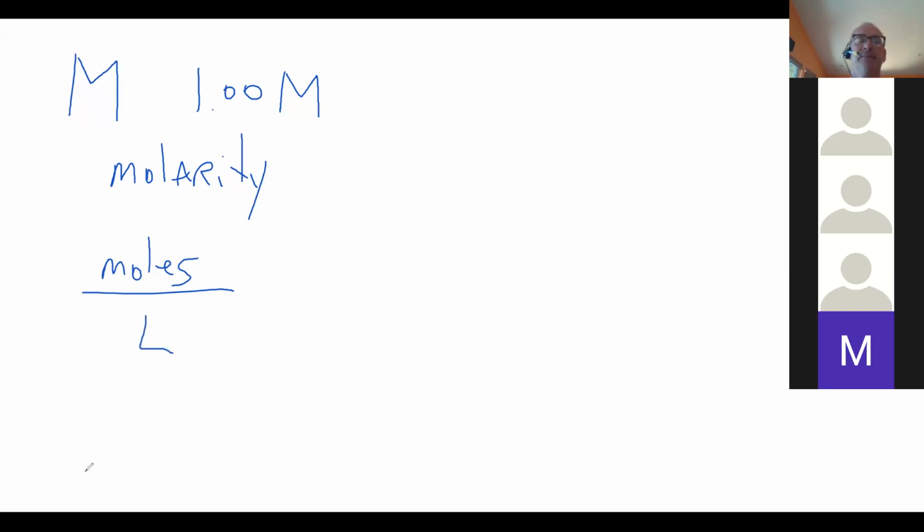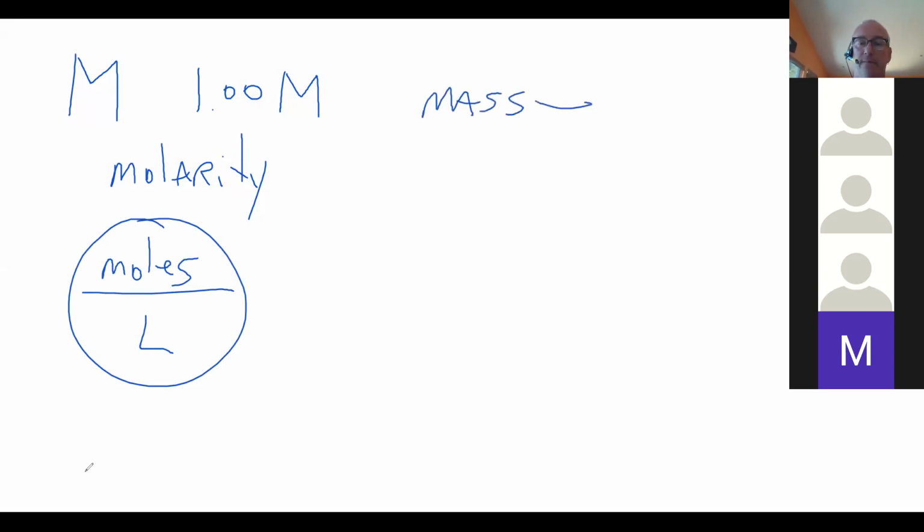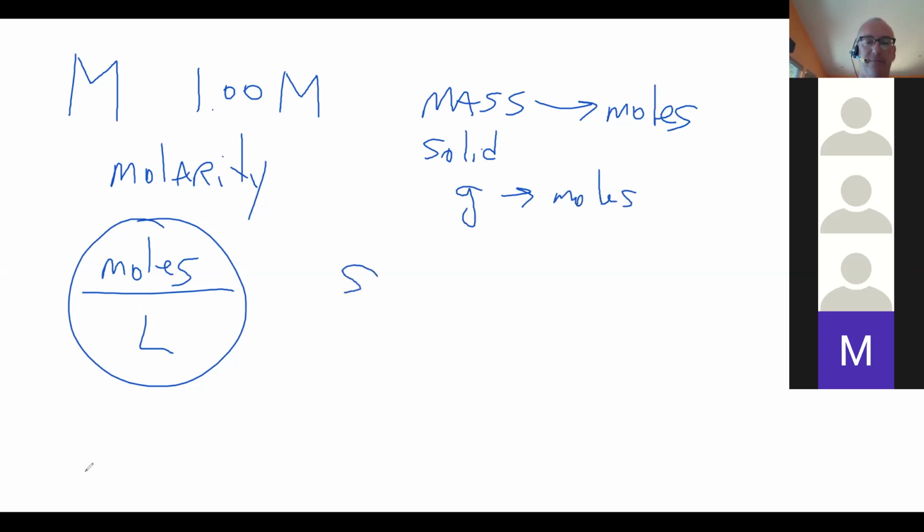Moles over liters. The reason we have to have this is because so far we've been converting mass to moles, right? And we're going to keep doing it. The reason we can do that is because with mass, we have a solid. We can measure the mass of a solid. That's easy. Just put it on the balance. You measure the mass, you get grams, you convert grams to moles. Everything's good, right? But what do you do if you have a solution?